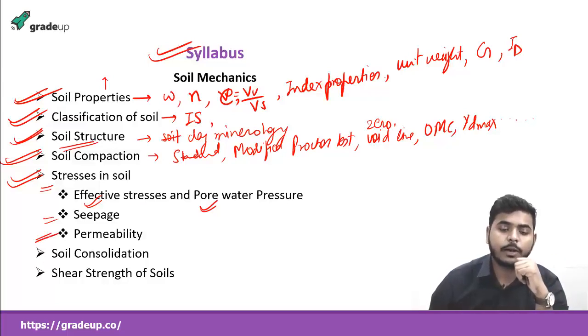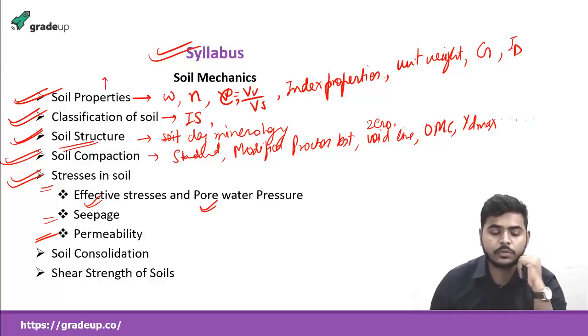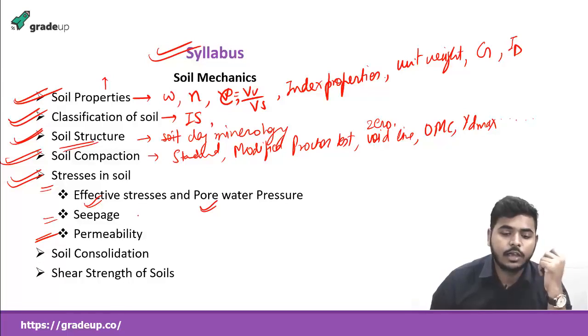And in the permeability part, you will be studying how the soil is permeable. You will be studying about different methods to find permeability, like the falling head test, the constant head test, and so on, the capillarity test, okay. And you will study about the field methods as well, like Dupuit's theory and Thiem's theory for aquifers, okay. Our next part will be soil consolidation.